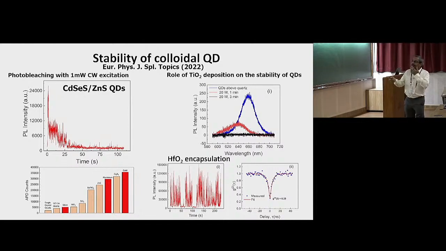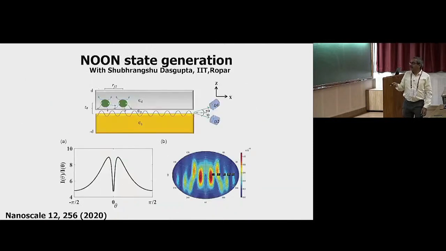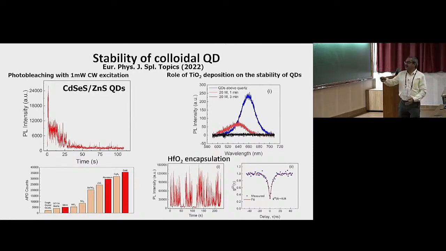So what we did was, we studied a large number of materials which will help in reducing this photobleaching effect, so that the quantum dots or nanoparticles are much more stable.